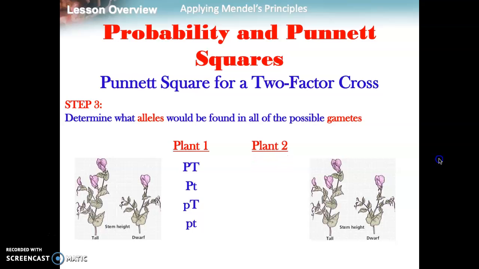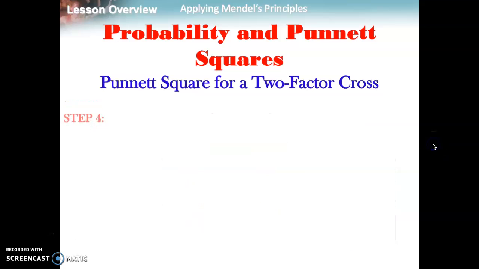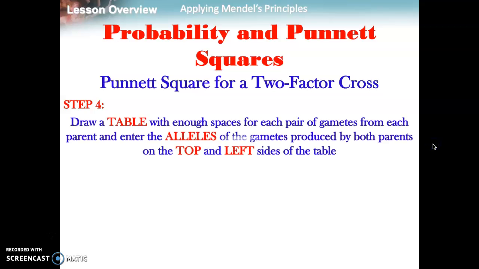We go to plant 2. Plant 2 has the same genotype, so it's going to have the same possible gametes. From here, again, emphasize law of independent assortment. Then we do step 4 and step 5. Step 4 here, we're going to draw a table with enough spaces for each pair of gametes from each parent. And then we're going to enter those alleles of the gametes from both parents at the top and left of the table.